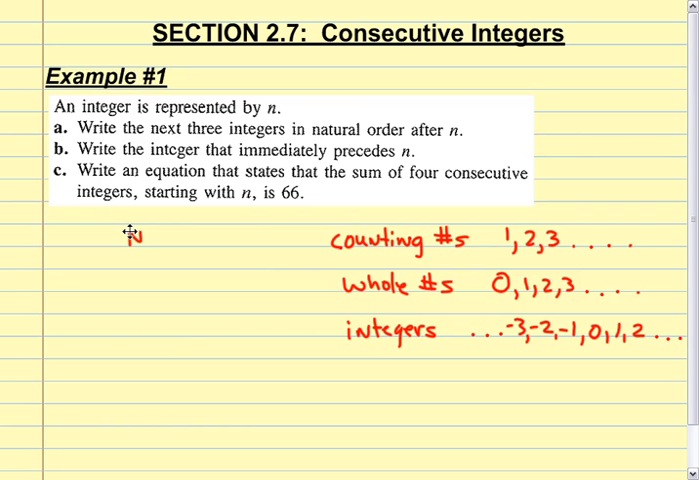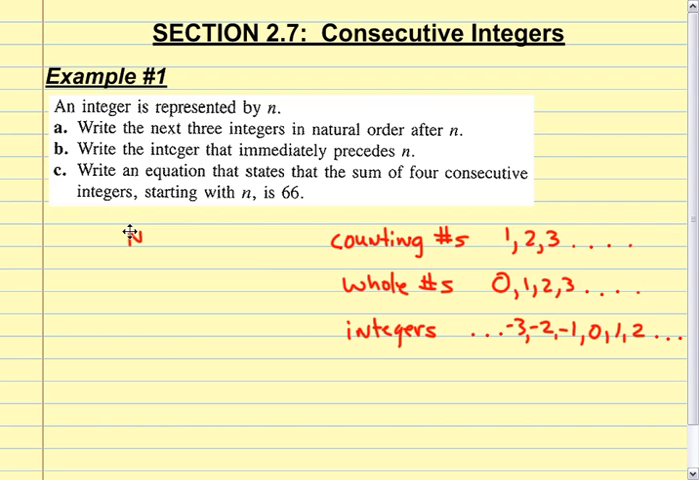Okay? So this number n could be negative. It can't be negative 1.2. It could be negative 12. It could be negative 130. But it can't be 2/3. It has to be a whole number or its opposite. Okay? All right. Write the next 3 integers in natural order, like in the order that we count, after n.